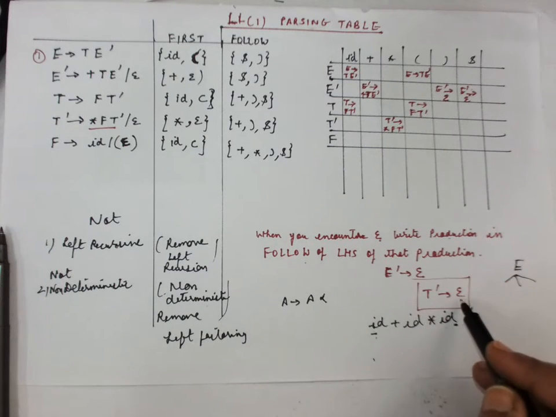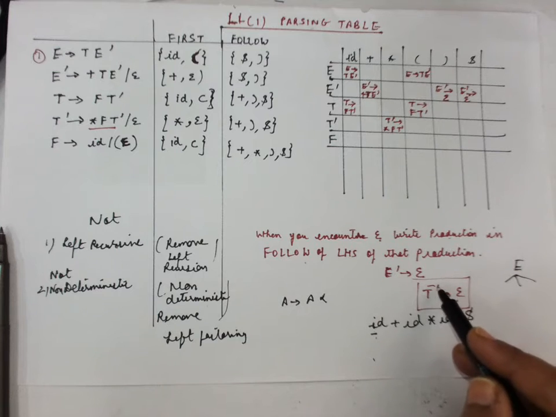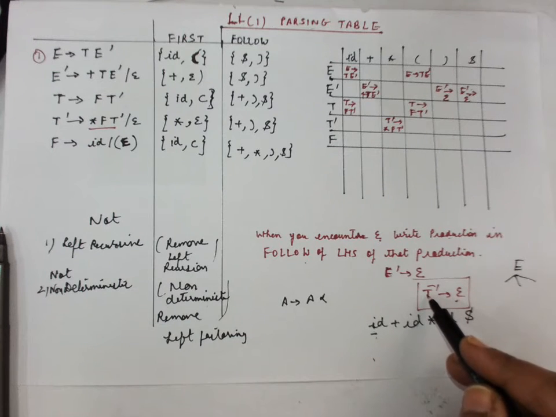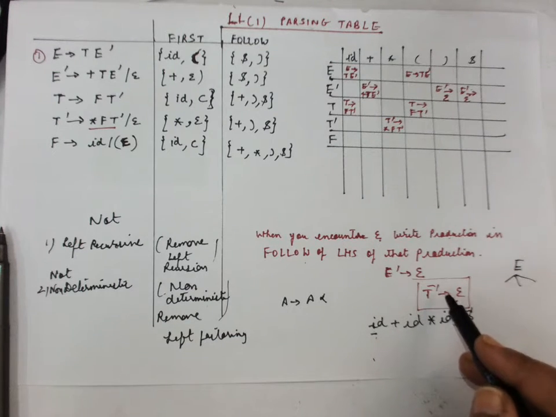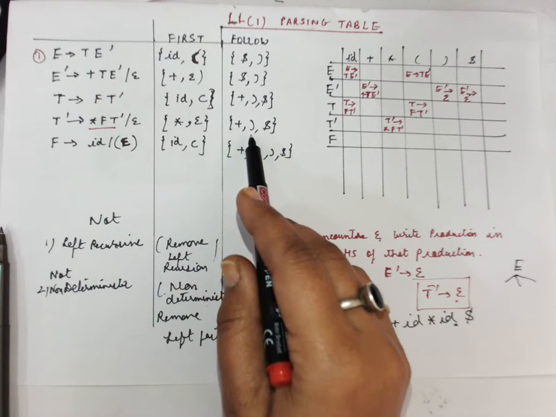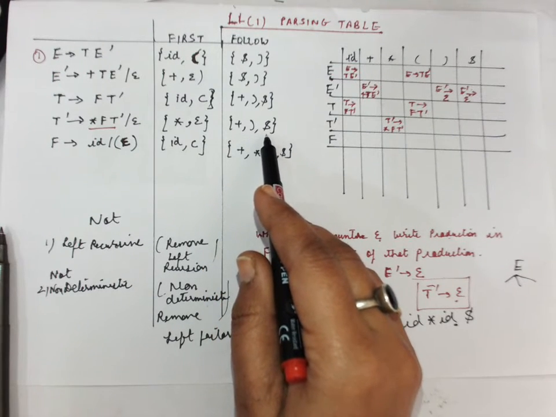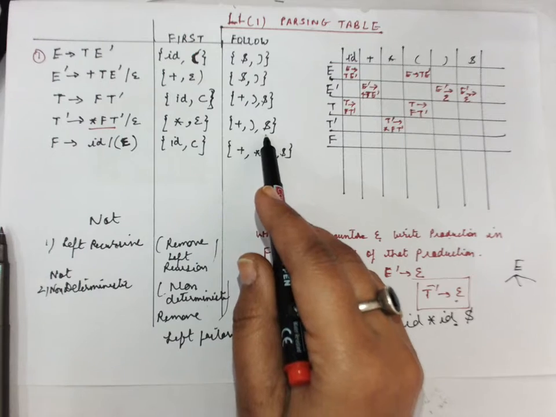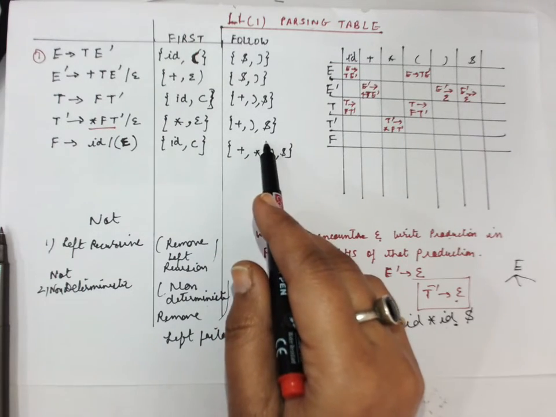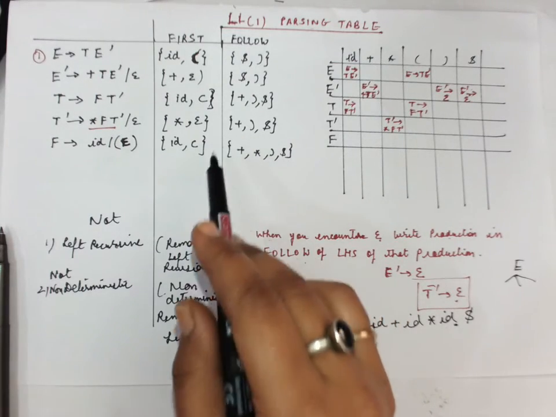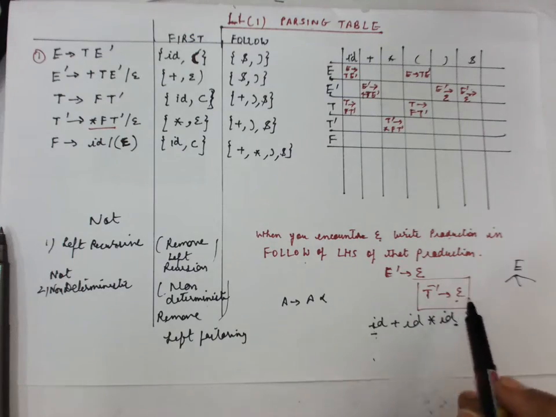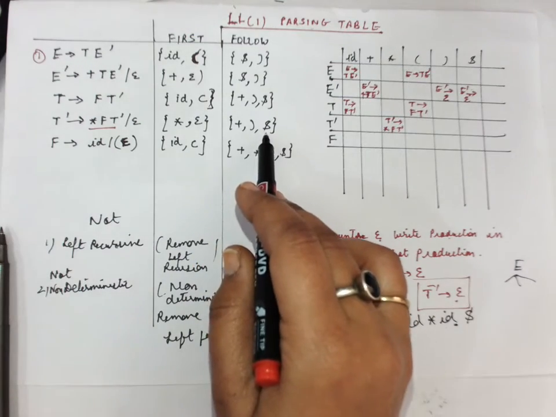If we encounter an epsilon, we have to see the LHS of that production. LHS is T dash. So what is the follow of T dash? You have plus, you have right parenthesis, then you have dollar. So you have three things, and they all would be there. We will be writing T dash gives epsilon under all these follows.